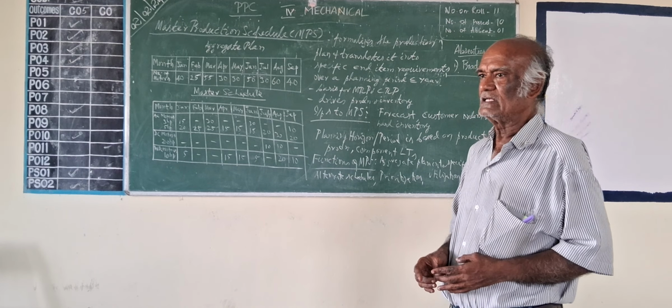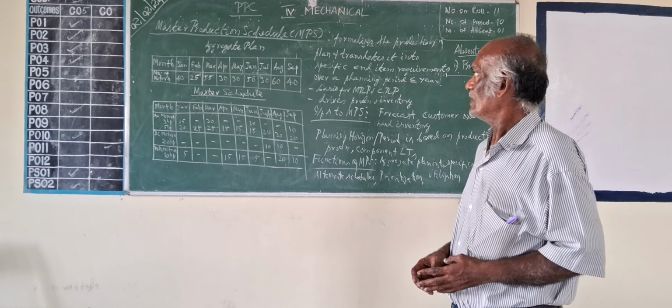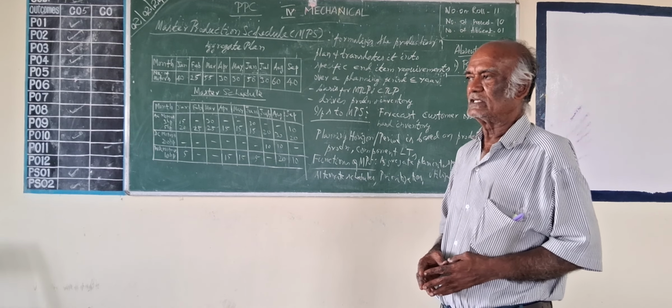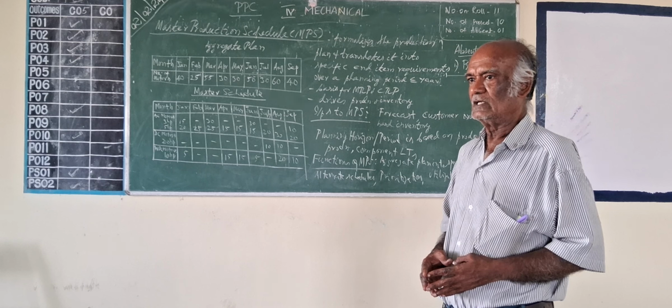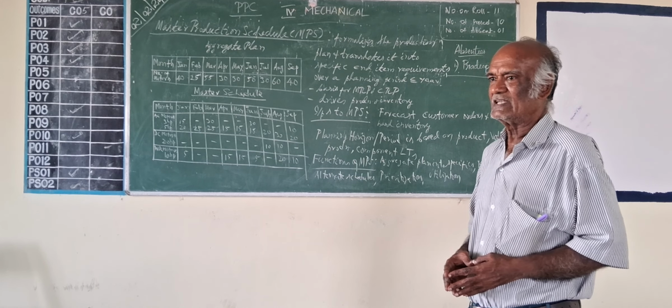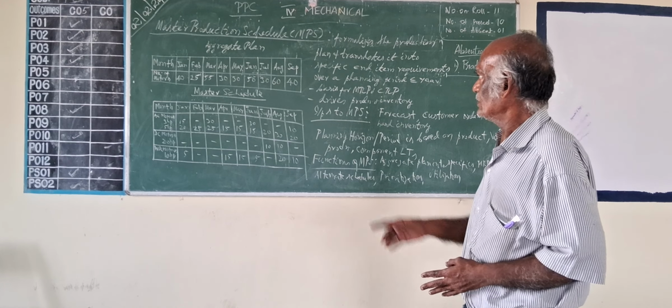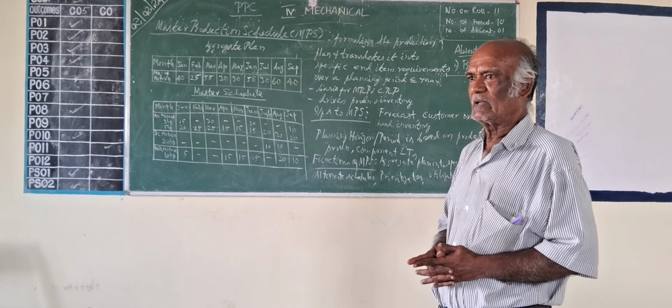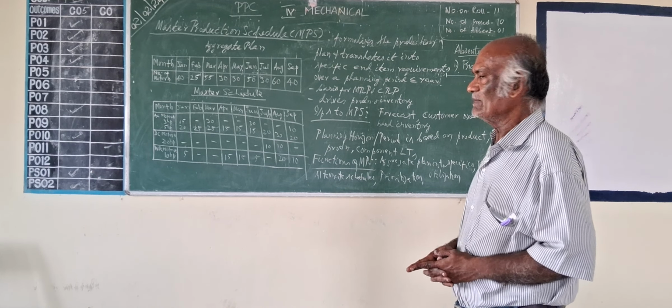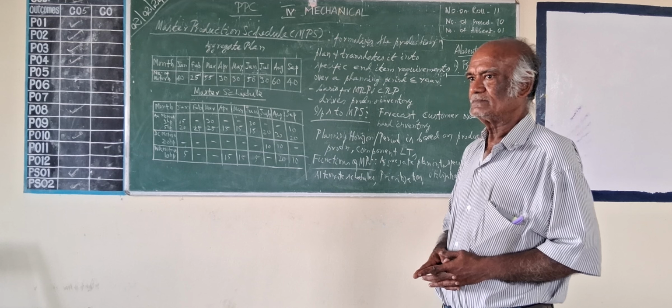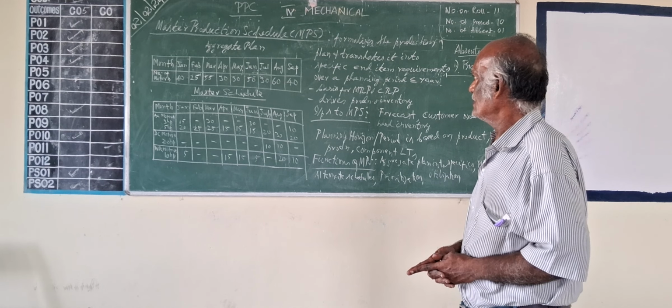So aggregate plan to master production schedule, master production schedule to the MRP and then CRP. So the master production schedule is a vital link. Now we can see an aggregate plan for a 9 month period is given, January to September.